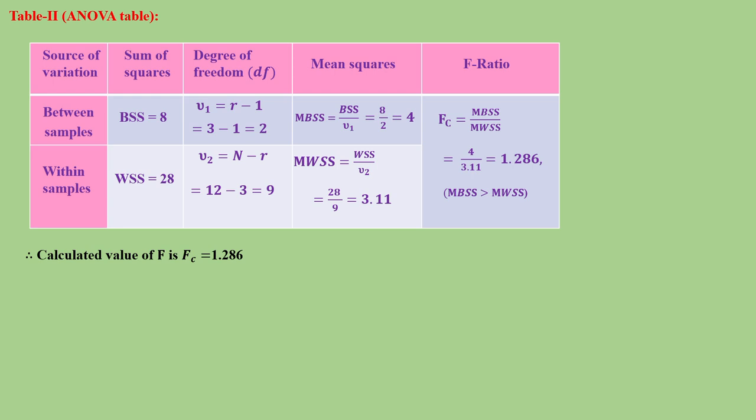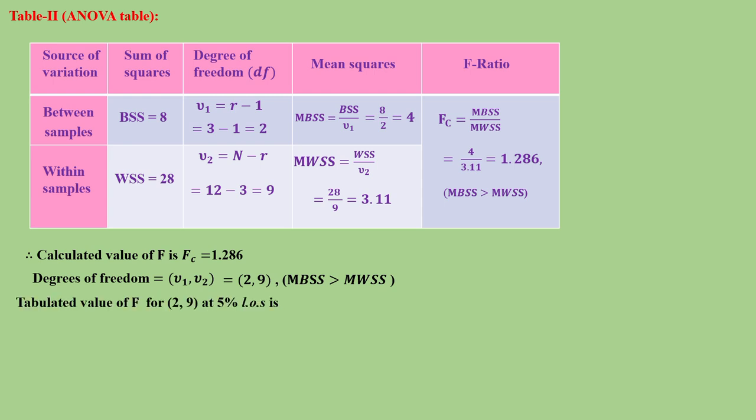Now we are going to find the tabulated value. So first choose the degrees of freedom. Here MBSS degrees of freedom, that is V1, is first and V2 is second in that bracket, right? V1 comma V2, so that is equal to 2 comma 9. So from the F table at 5% level of significance, you will get the tabulated value 4.26, right?